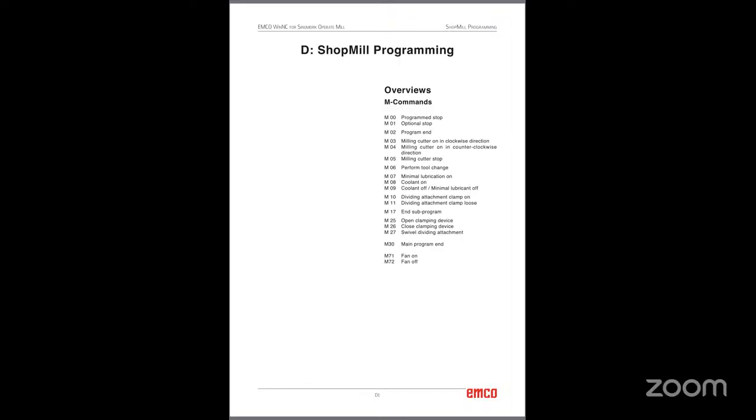So let's start. Today I will discuss a very important topic called ShopMill Programming. Before entering into the topic, we should know the M commands. M commands means miscellaneous commands. M codes are the codes to control the auxiliary functions in CNC machines.